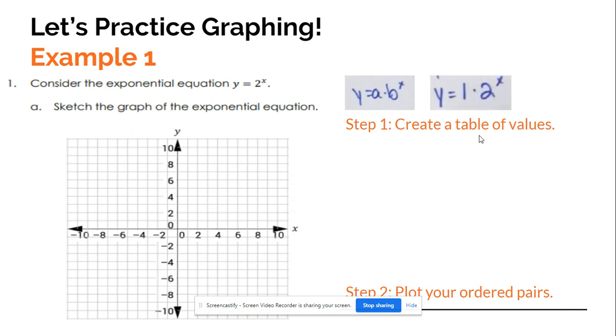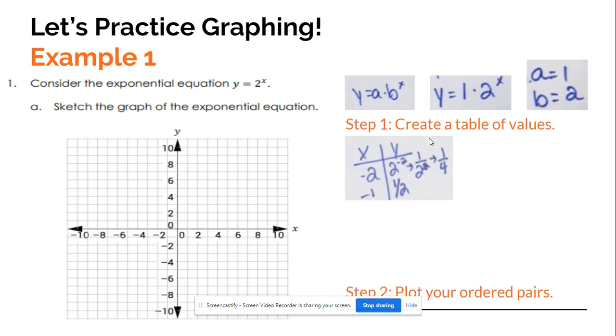If we start off by identifying the value of a and the value of b, we know that the value of a must be 1 because 1 times 2 is 2. So 2 to the power of x. a is 1 and b is 2. Very important to identify a and b.